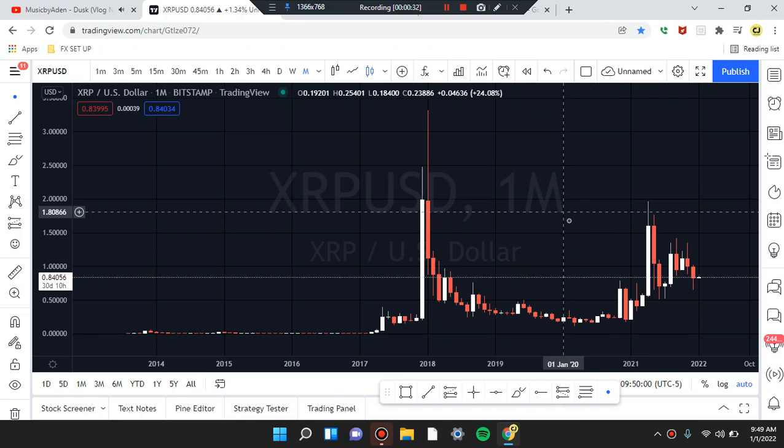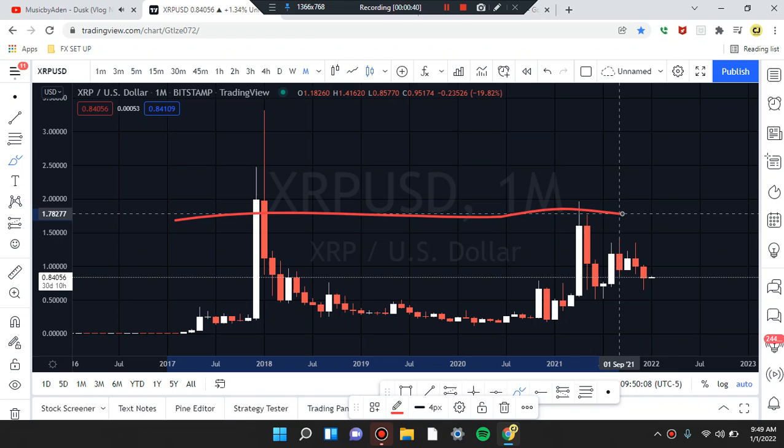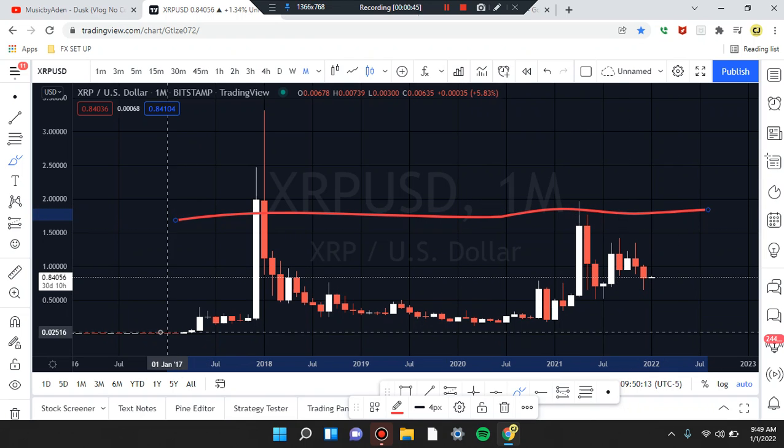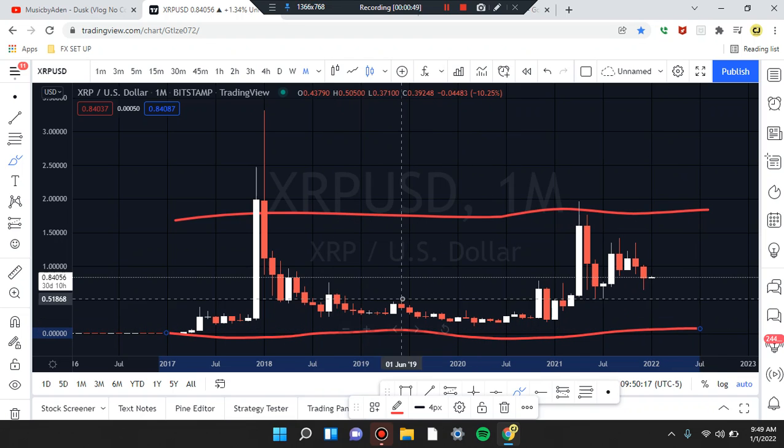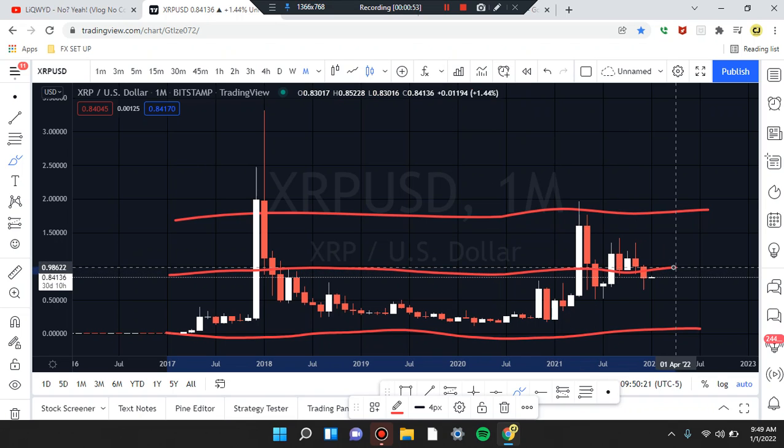Okay, guys, we are marking up XRP USD. Let's take a look at what's going on in the market. Overall, price action, higher highs, lows, midpoint in the middle. So what did we receive?